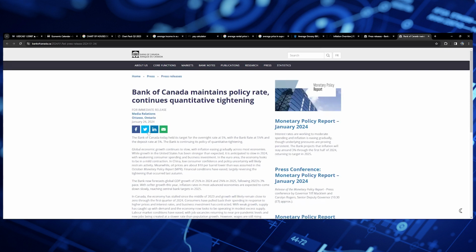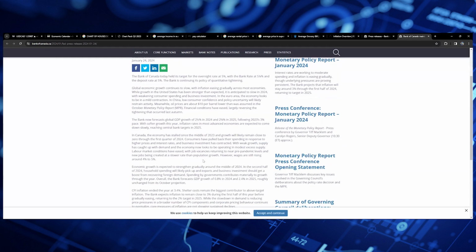So if we look at here, the Bank of Canada, this is from January 24. The Bank of Canada today held its target for the overnight rate at 5%, with the bank rate at 5.25% and the deposit rate at 5%. The bank is continuing its policy of quantitative tightening. Global economic growth continues to slow.